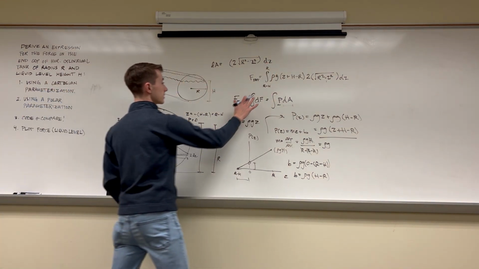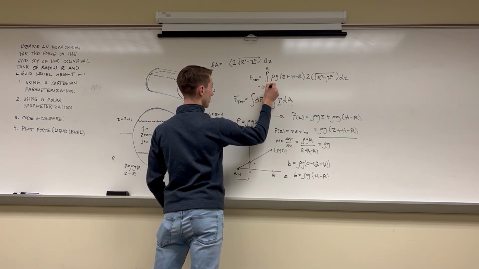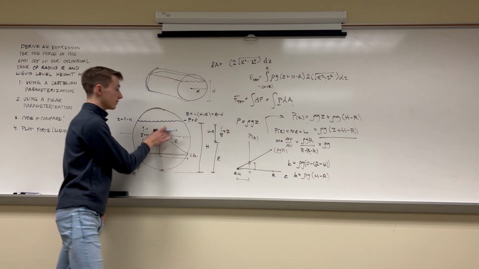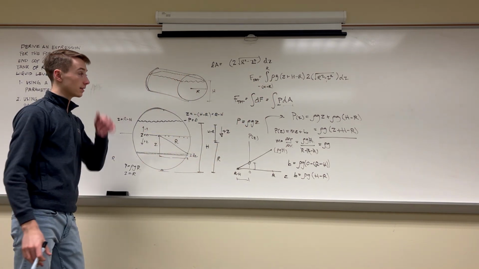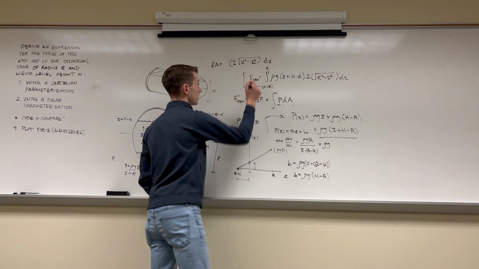I'm actually going to rewrite this as negative (h minus r). I know it's a little bit counterintuitive, but that's going to help me remember that we're going from a negative z level to a positive z level, which makes sense in my head better. Okay, so this is our expression now.